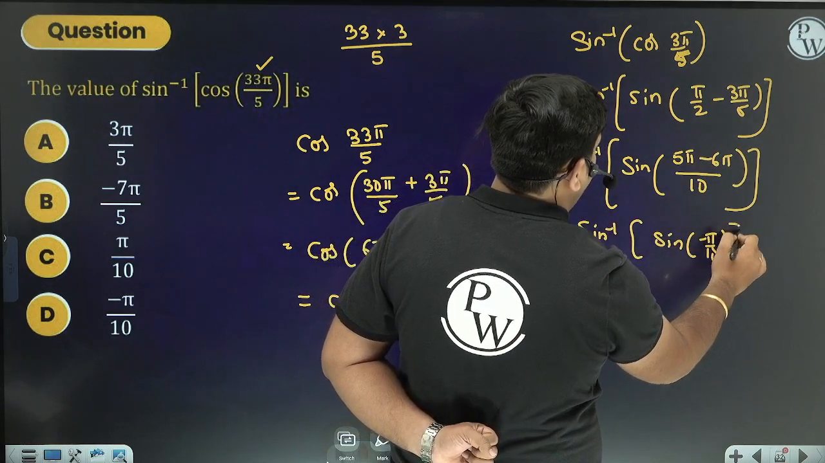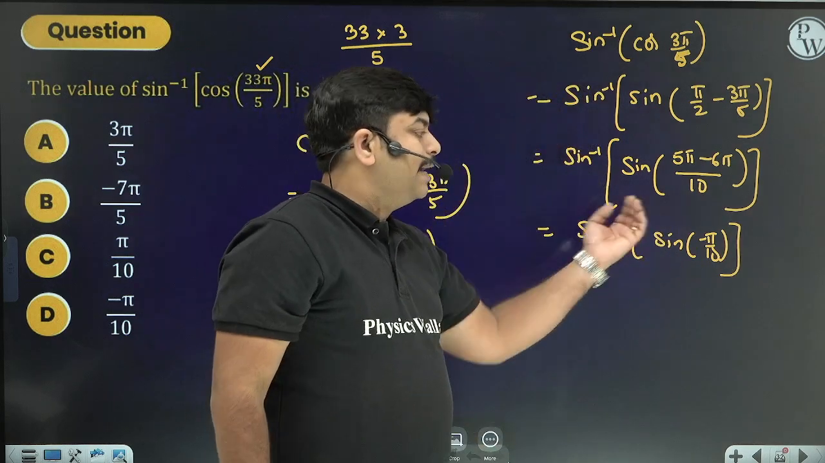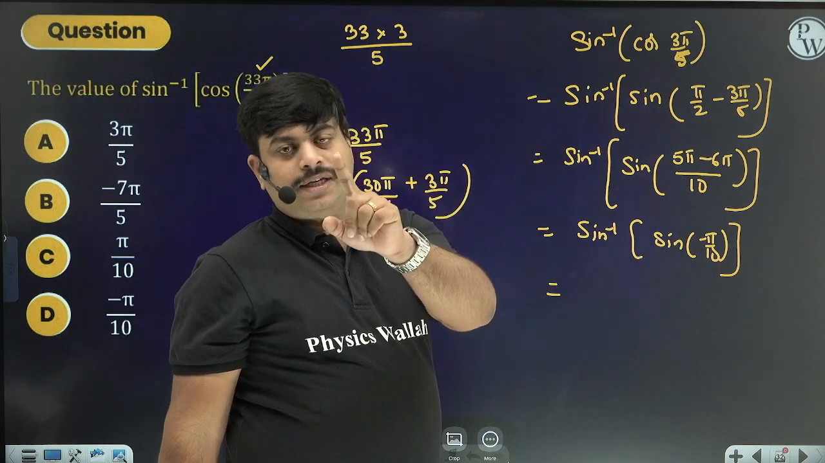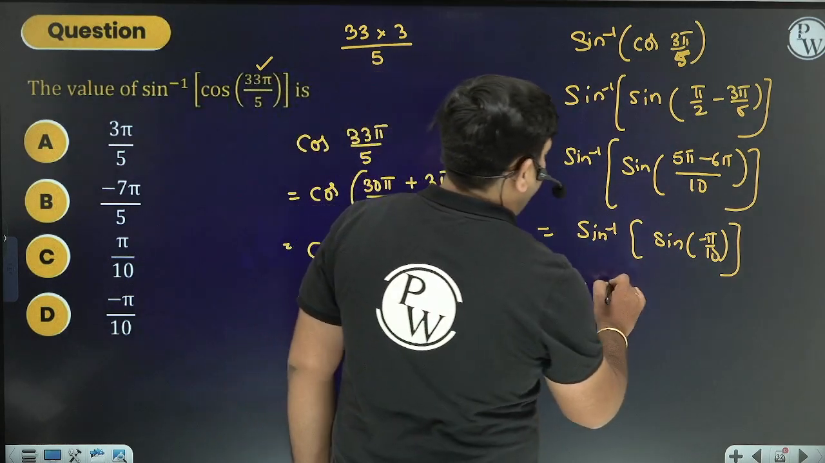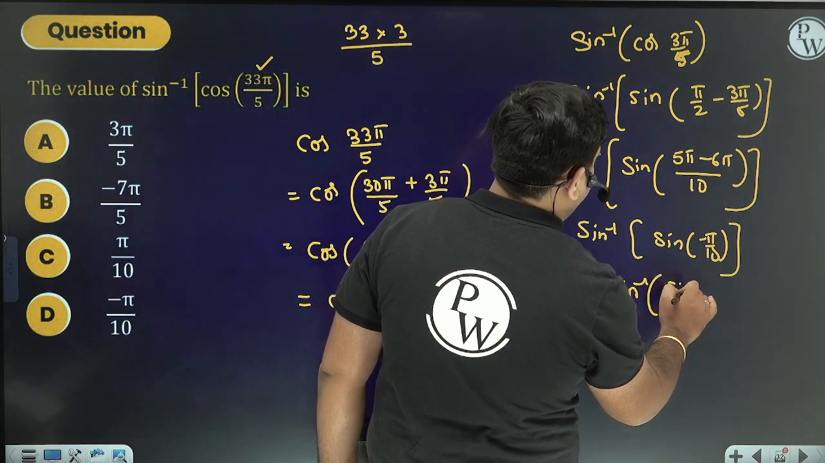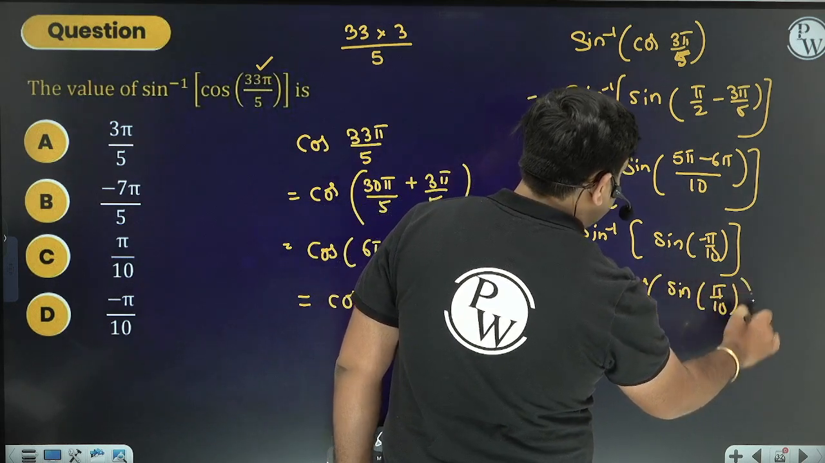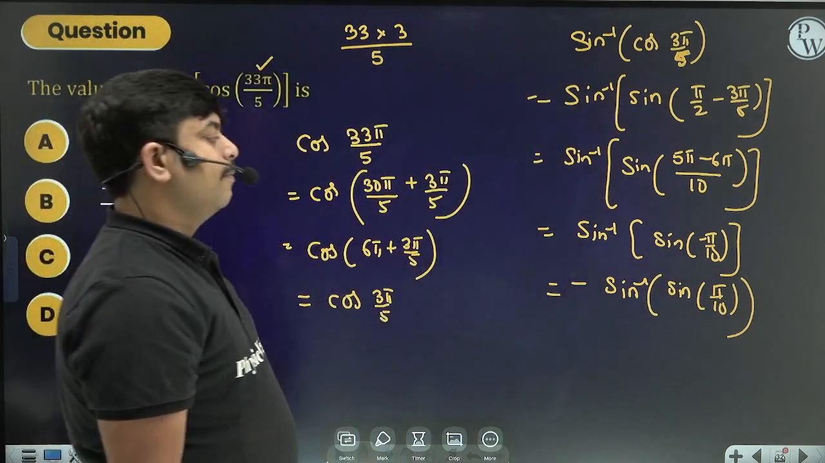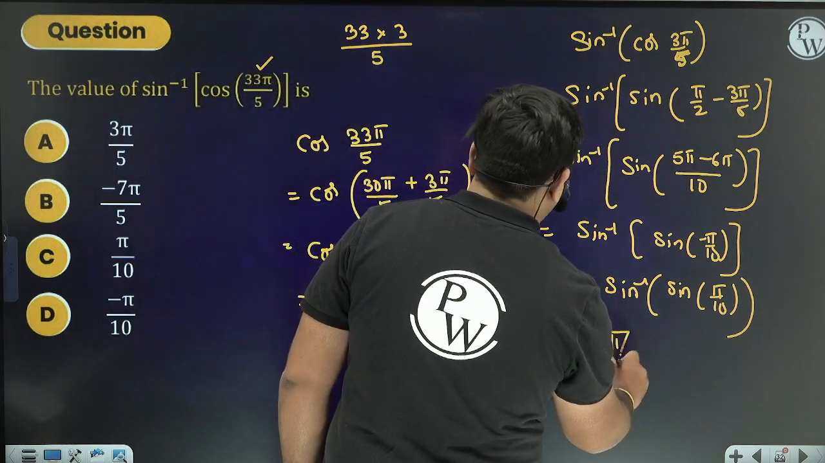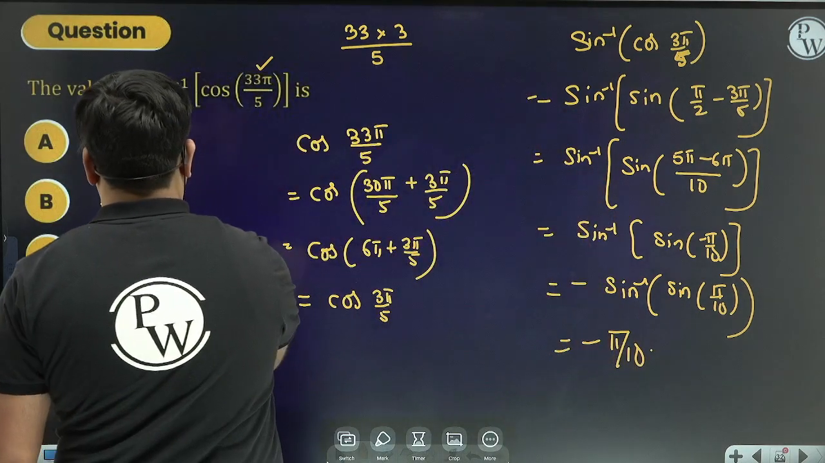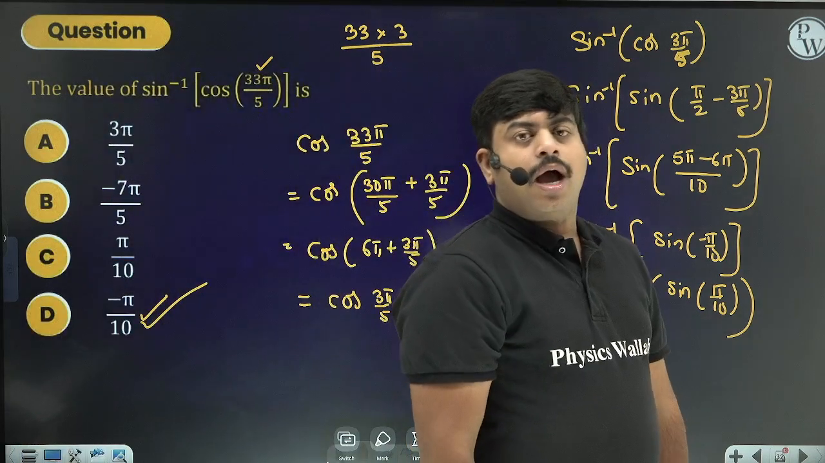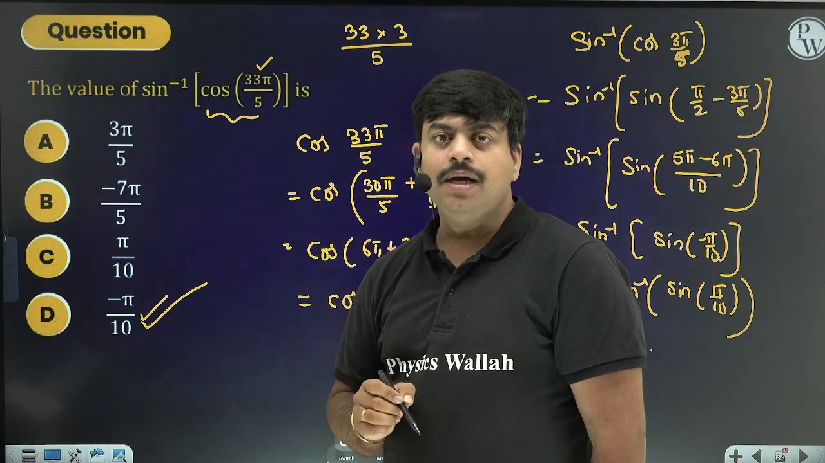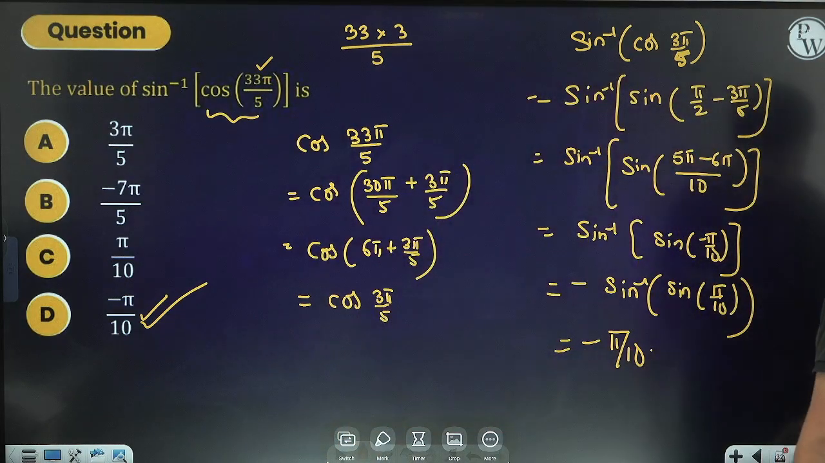And that negative will be brought out from the sine as well as from the sine inverse x also. Sine inverse of minus x is also minus sine inverse x, we learned that. So that will give you minus sine inverse of sine pi by 10. And pi by 10 is a value between minus pi by 2 to pi by 2, just keep pi as 3.14. So your answer for this will be minus pi by 10. So that comes with option D. Did you understand how we are taking the equivalent angle for this? Okay, good. Let's move to the next question.